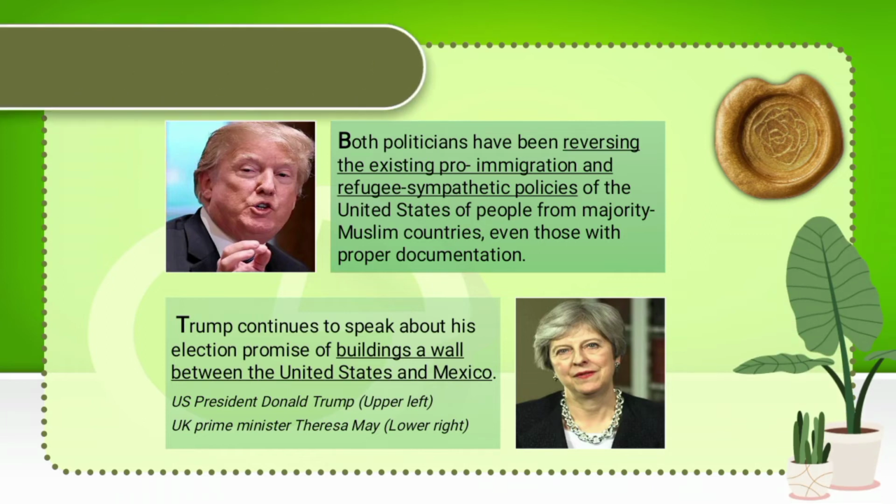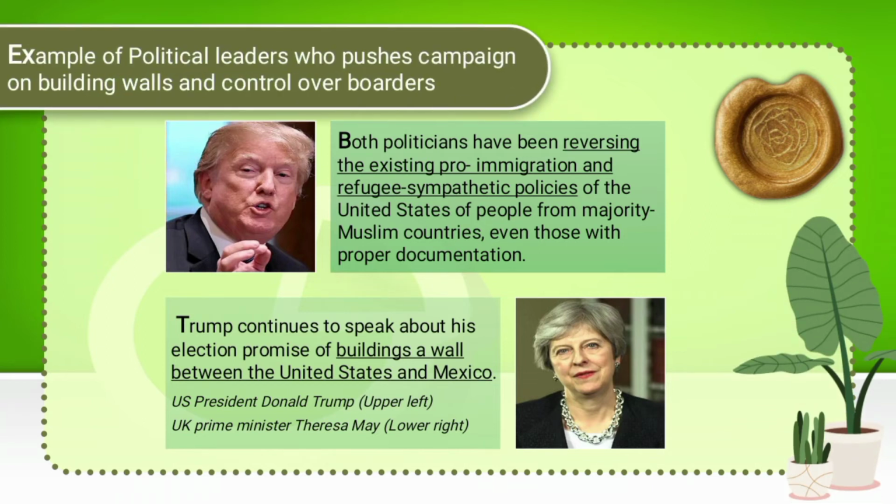Here we have U.S. President Donald Trump in the upper left, and ladies and gentlemen, in the lower right UK Prime Minister Theresa May. So the former U.S. President, we have Donald Trump. Both politicians have been reversing the existing pro-immigration and refugee-sympathetic policies of the United States on people from majority Muslim countries, even those with proper documentation.